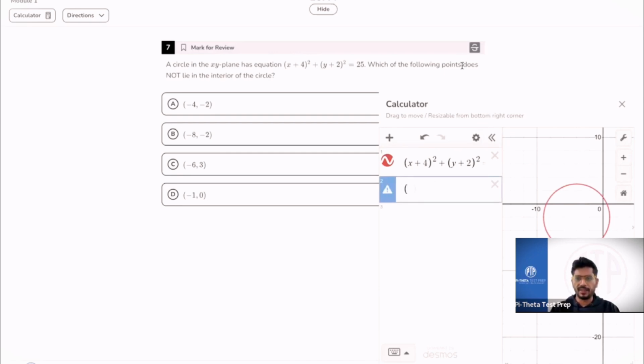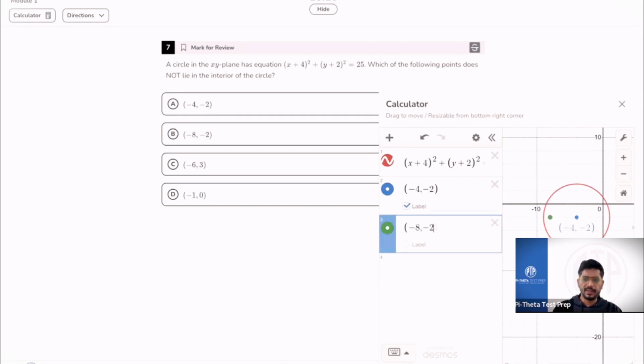But remember one line, they are telling which of the following points does not lie in the interior of the circle. You have to find that point. So write negative 4 comma negative 2. Is it lying in the interior of the circle? Yes, it's quite visible, it's lying, and you can actually label it also. I'll tell you how to label this. Just a moment. You can label something like this, so you will be able to see whether it is lying. I'll put negative 8 comma negative 2. Yes, it is still lying in the interior of the circle.